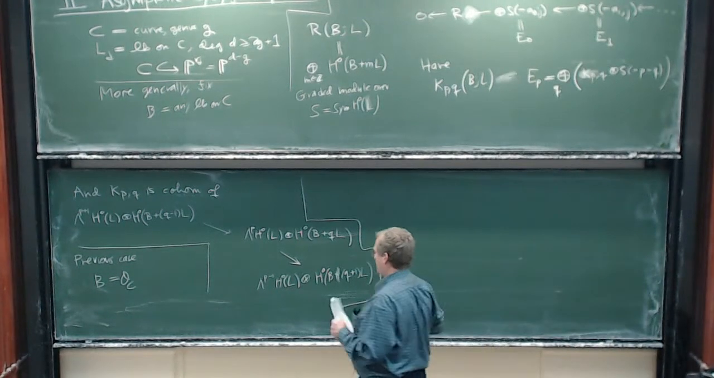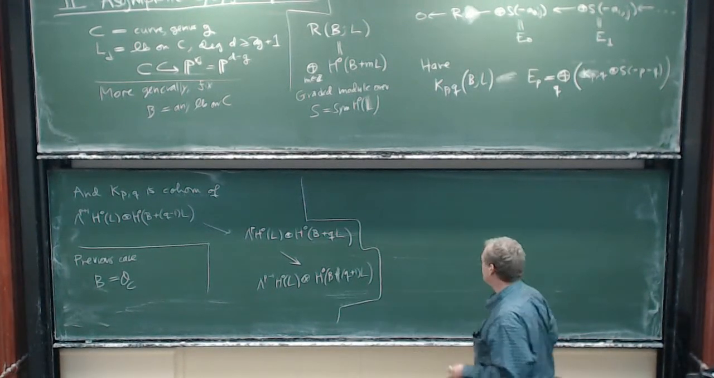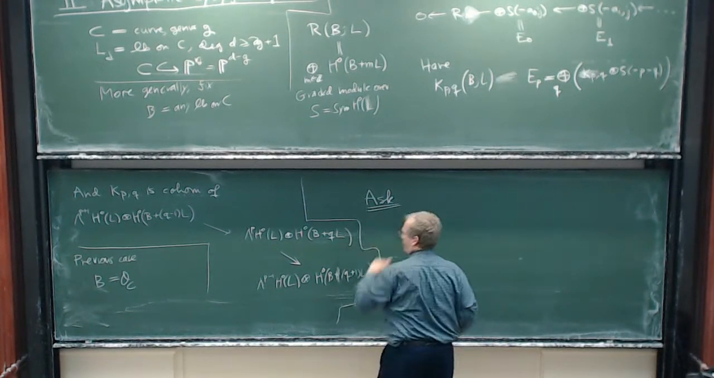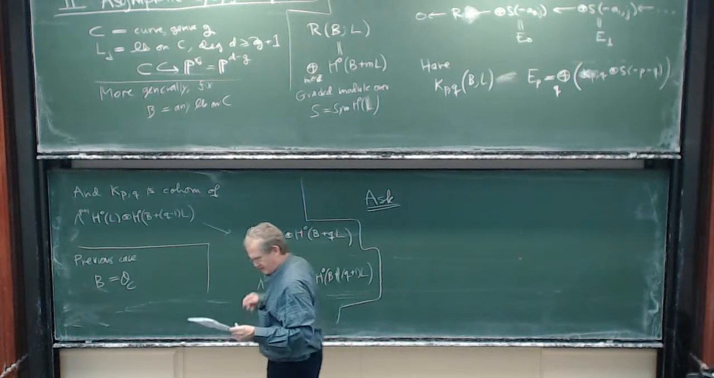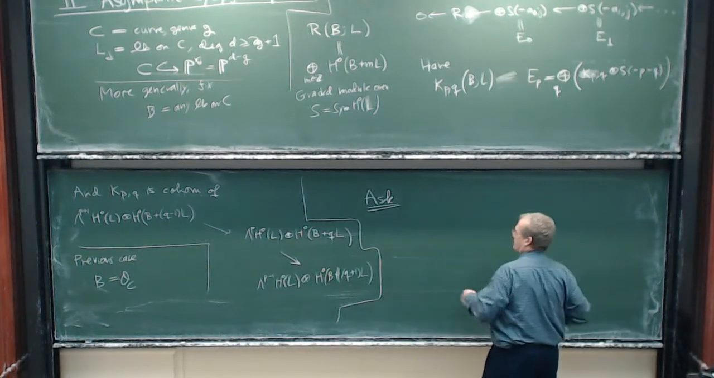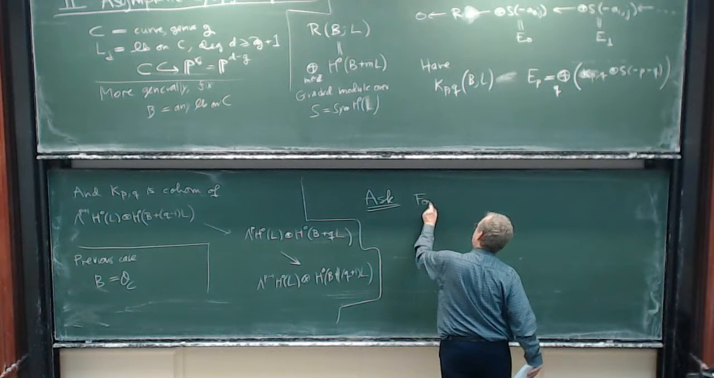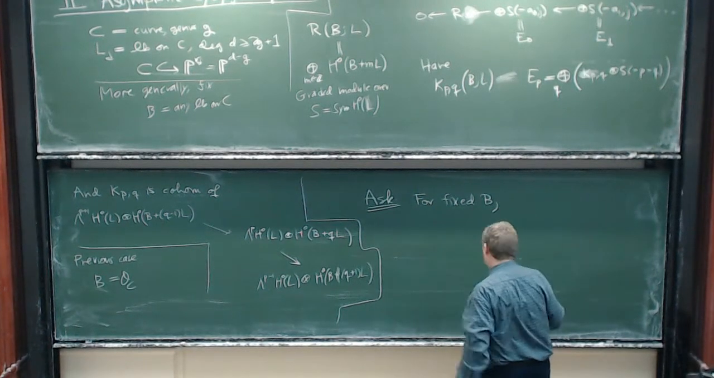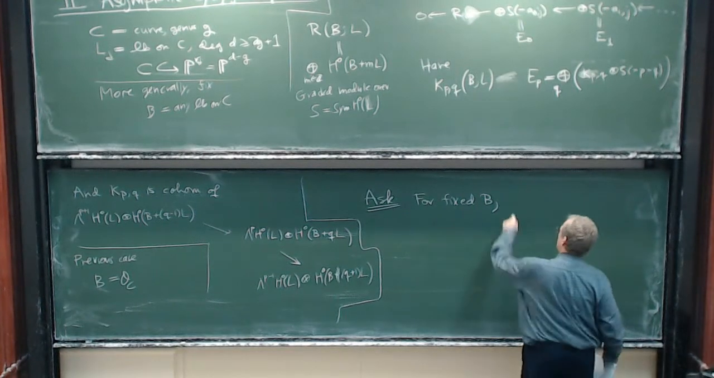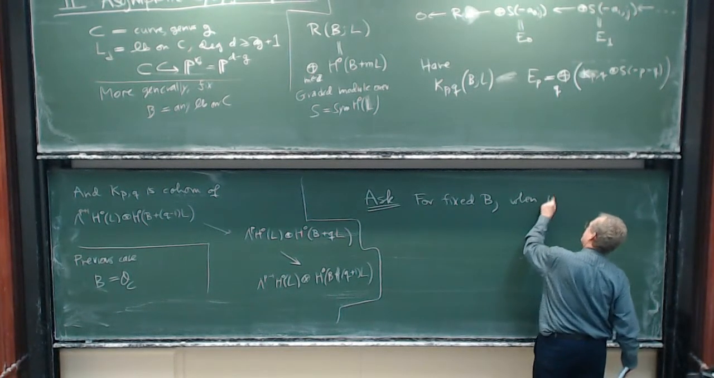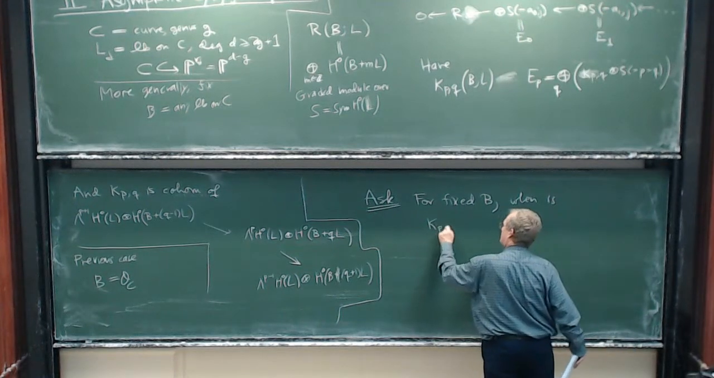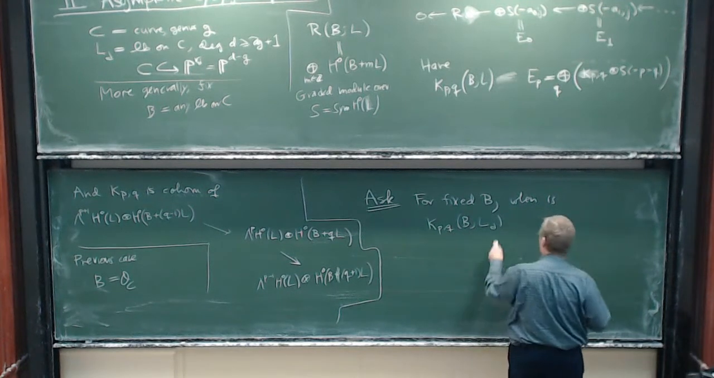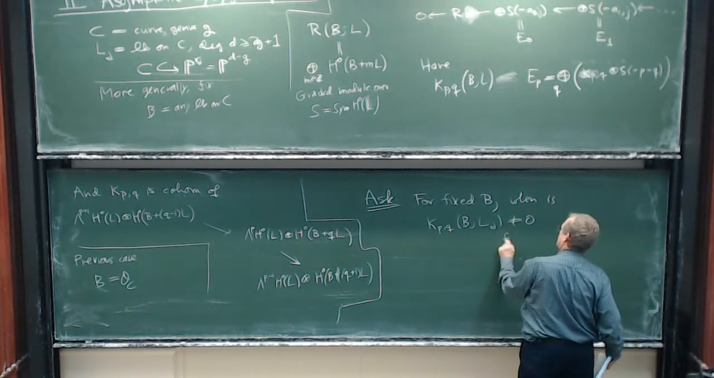Okay, so what's the question we want to ask? The question we want to ask is, and this is still the most interesting case, but you'll see it's going to be important to have it, for fixed B. So we fix B and we let L get very positive. When is K_{P,Q} of B with respect to L^d zero or non-zero? So when is this non-zero for very large d?